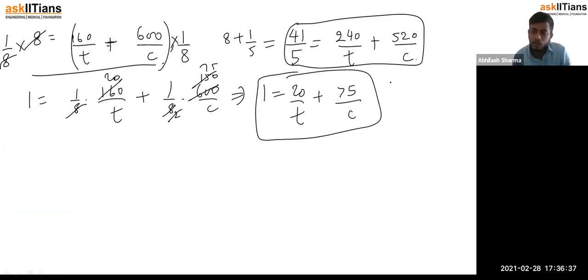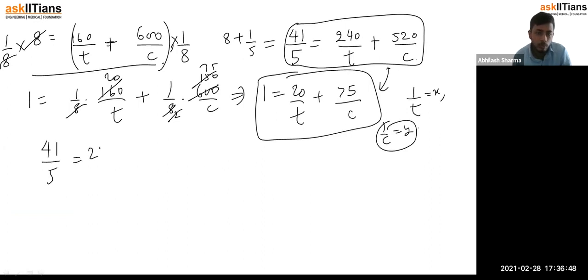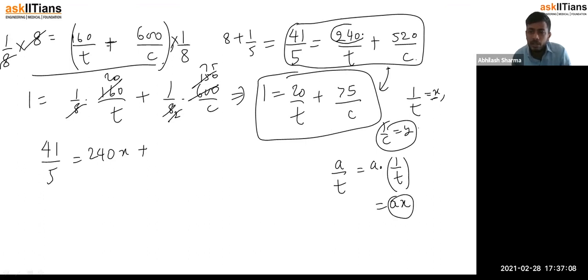So now what we can do for these two equations is, let us say I put 1 by t equal to x, I put 1 by c equal to y. So these equations transform into this. 41 by 5 is equal to 240x plus. Because look, the reason we can write it in this manner is because what is 240 by t, or what is a by t in general? It is a into 1 by t, right? Correct. So that's why, and 1 by t, if I have put x, it will become a into x, right? So in this case, a value is 240 now. So a upon t will be a into x. That's what I have written.